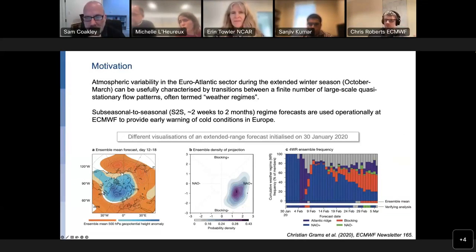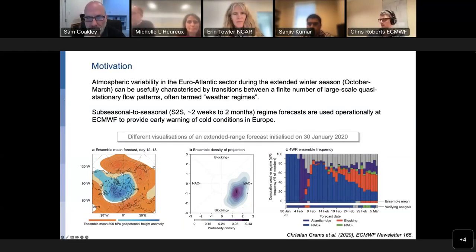And this is for a particular 4 regimes over the Euro-Atlantic for the wintertime. But I think there are other definitions for year-round, which then allocate to, I think, 7 different regimes, where there are usually 4 or 5 different types of block. So you might have a high latitude block, which looks a bit like the negative NAO, and a low latitude block.